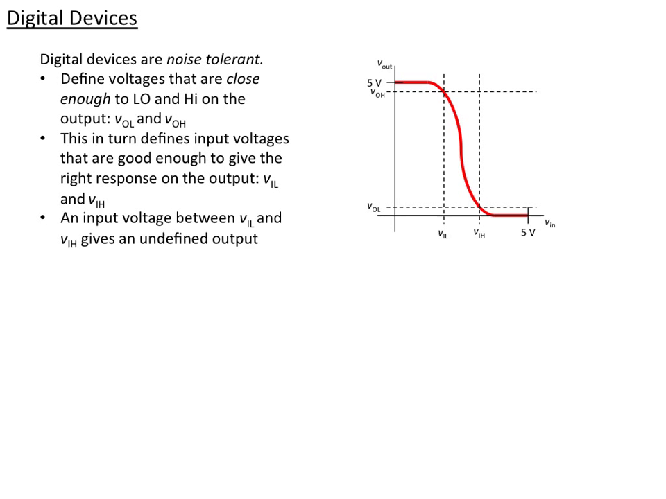It's nice to make the input more lenient so that anything below V in low in this NOT circuit will produce an output that's very close to V out high. And notice that there's a lot more room here than there is here. And likewise, there's a V in high above which the output will be V out low. And so here, the only undefined inputs are in this small region. And as long as we're in this region or that region with this transfer characteristic, we're guaranteed to get an output that's in one of the two defined regions.